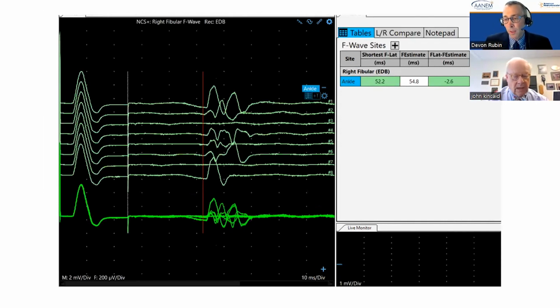Do you do that routinely in a situation like this? Not routinely. But your Fs look okay there. Your latency is 52, and for a normal size individual, I would call that okay. 56 was our traditional upper limit of normal, 57 for the peroneal, the fibular. And do you use an F estimate like we have here? Do you calculate that, or just use absolute? Only if they're the center of the Indianapolis Pacers or a midget.